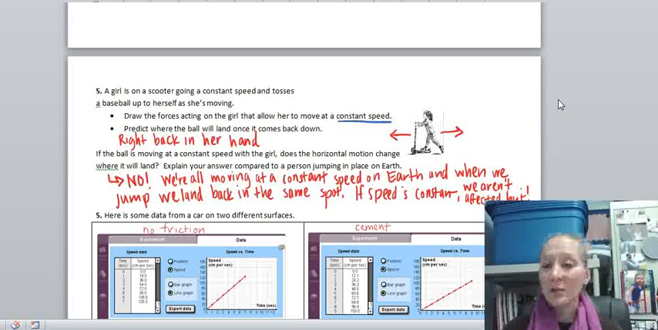Okay, now you can predict whatever your prediction was about where it would land, but I gave you a scenario to think about. So imagine you're on Earth, which I think most of us are, and you jump straight up in the air and land right back in the exact same spot, right? So now imagine taking a ball and throwing it in the air.